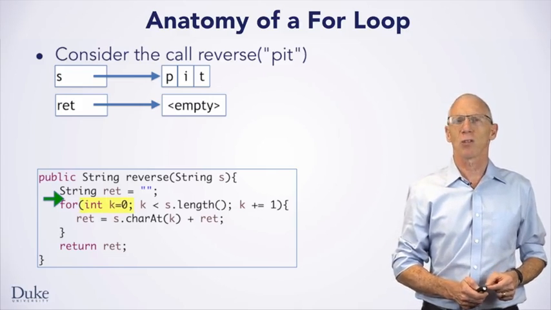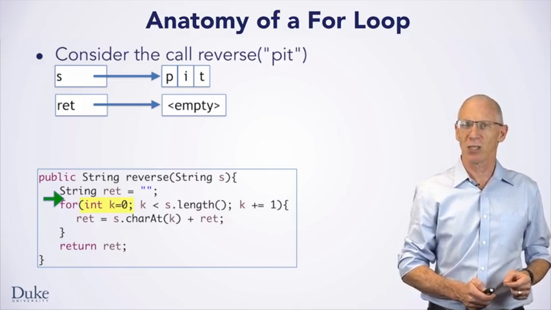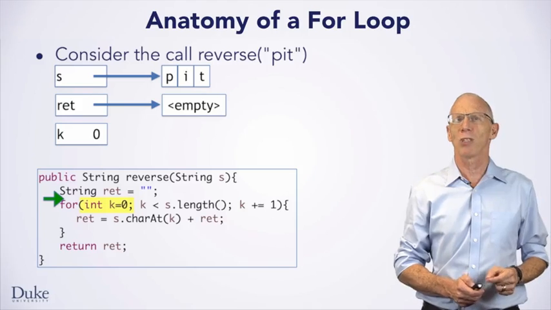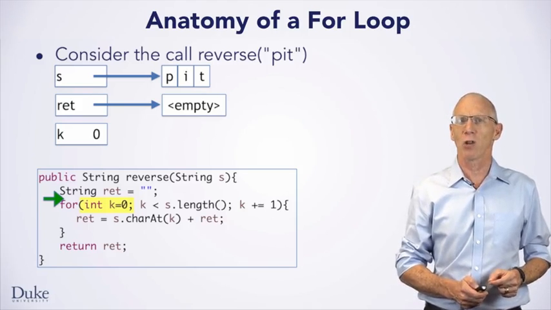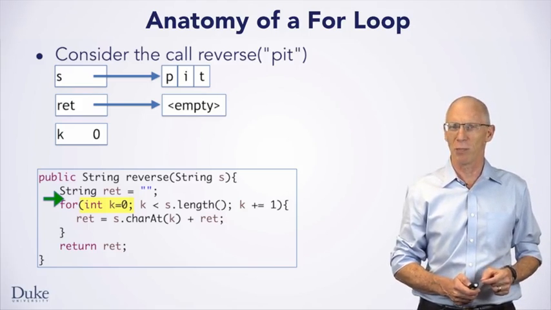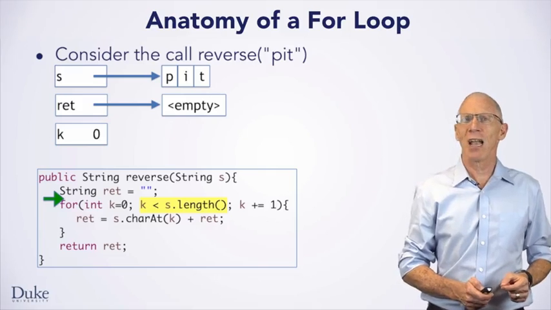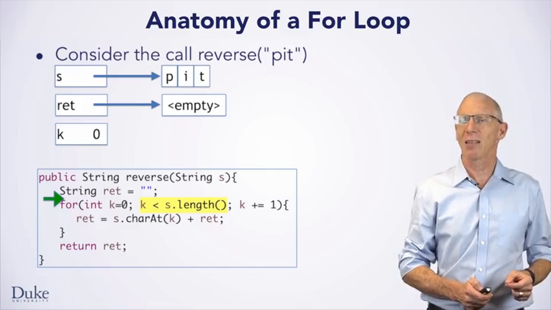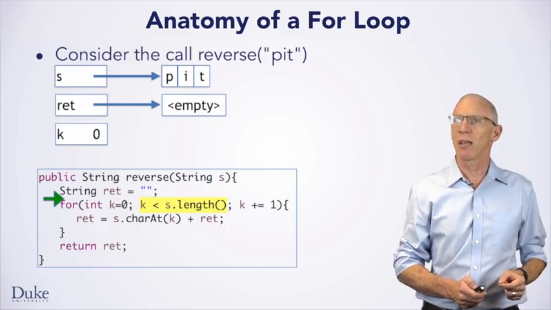The loop index, or control variable k, is initialized to 0. Remember that the loop initialization only happens once in a for loop, and the variable k is only accessible within the loop, but not after the loop. Its scope is limited. When the loop guard is checked, the value of k, which is 0, is less than s.length, which is 3 since PIT has 3 characters.